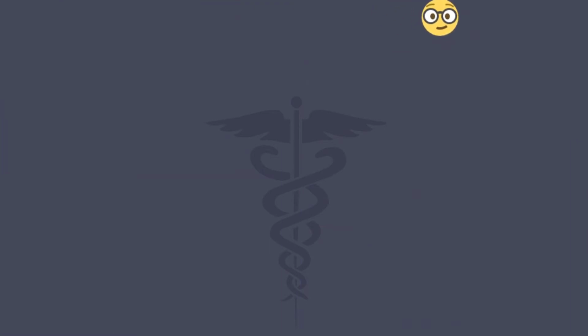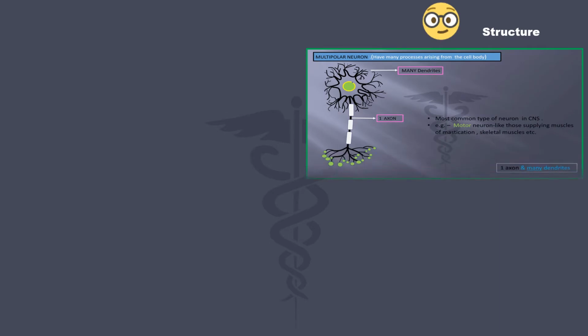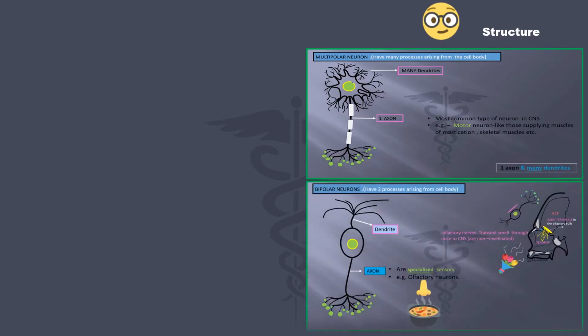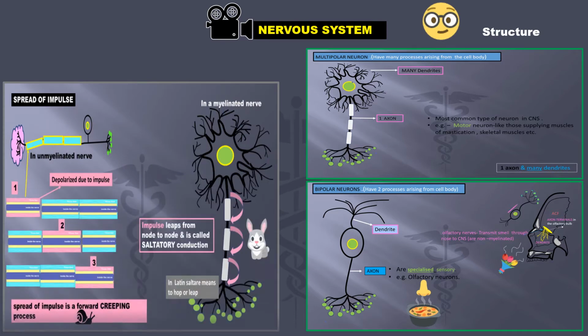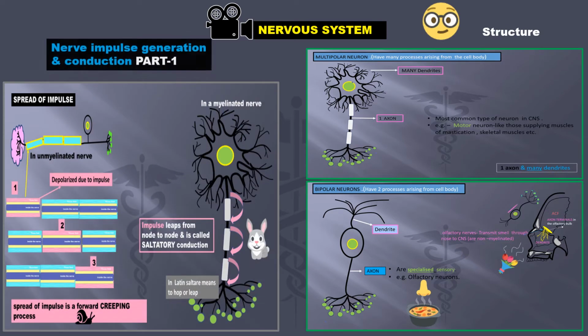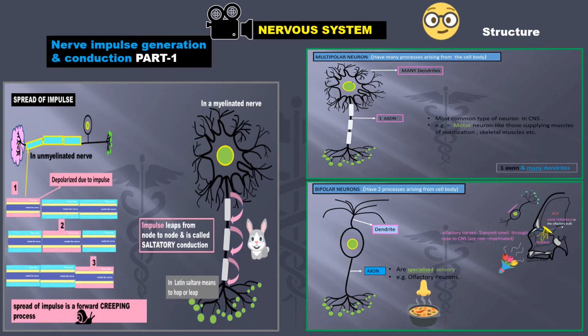To understand this video better, you should know a little bit about the structure of motor and sensory neurons. For this, you may want to watch my video on the nervous system. You should also know how impulses spread in a myelinated and unmyelinated nerve. This is given in part 1 of the video about nerve impulse generation and conduction.